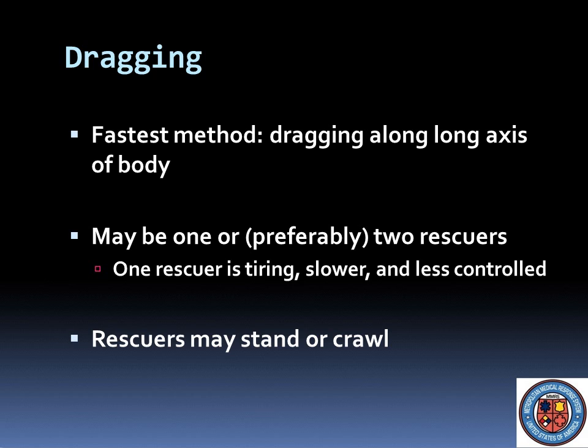Dragging is one option for evacuating a casualty from the environment. Compared to litters and other rescue devices, dragging is probably the fastest method, and you want to drag the patient along the long axis of the body. This can be done with 1 or preferably 2 rescuers, with the realization that when doing it with 1 rescuer, it's very tiring, it's typically slower, and it's a much less controlled movement of the patient. The rescuers may be doing this in a standing or a crawling position, and we'll look at some of these in later slides.